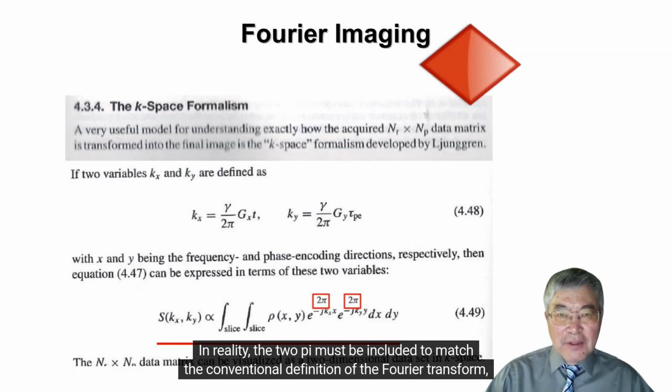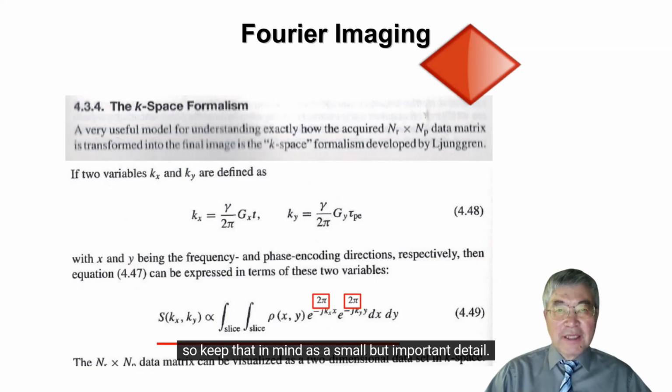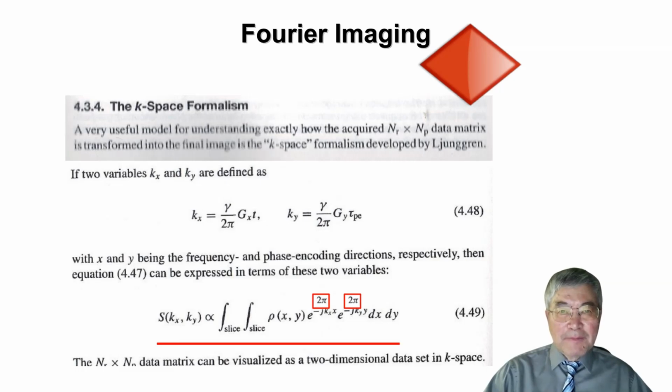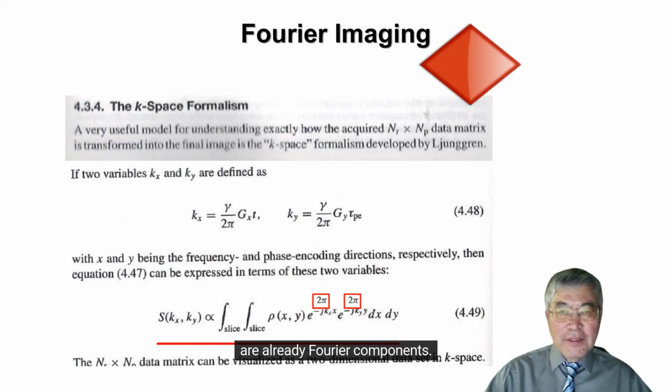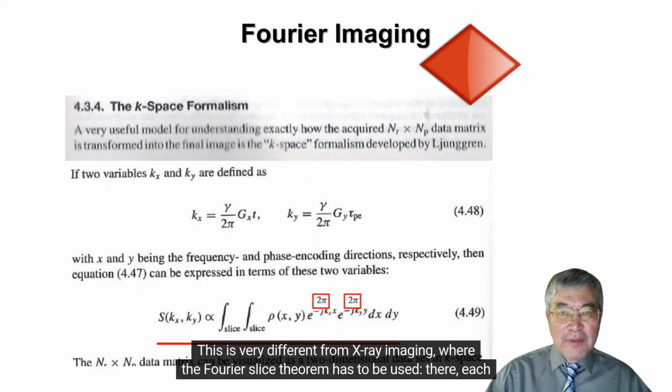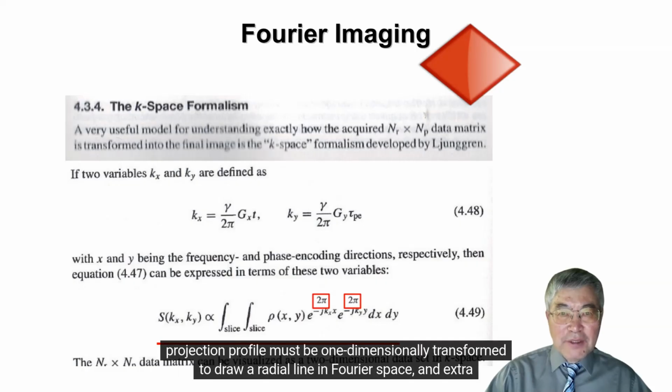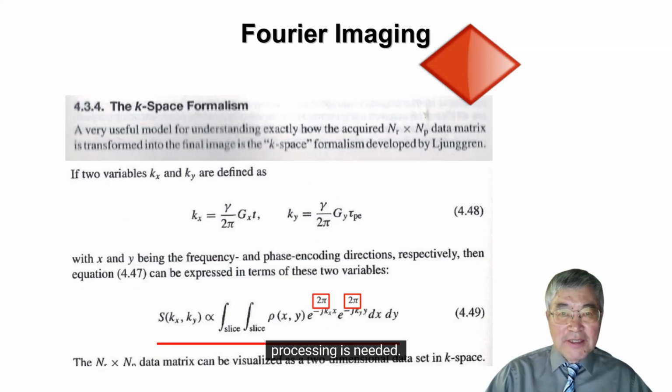In reality, the 2pi must be included to match the conventional definition of the Fourier transform, so keep that in mind as a small but important detail. The essential point here is that through phase encoding and frequency encoding, the data we measure in MRI are already Fourier components. This is very different from X-ray imaging, where the Fourier slice theorem has to be used. There, each projection profile must be one-dimensionally transformed to draw a radial line in Fourier space, and extra processing is needed.